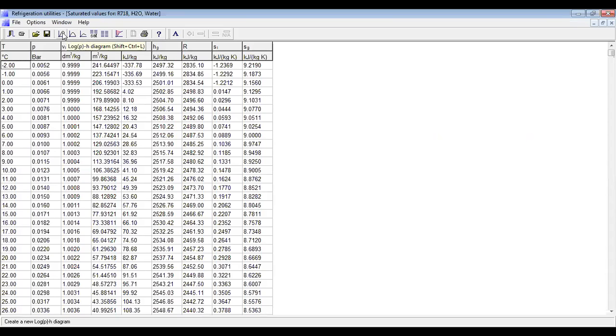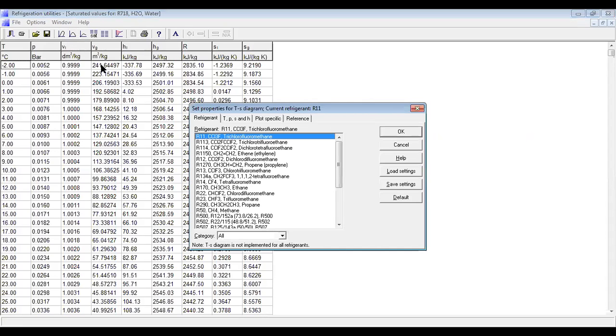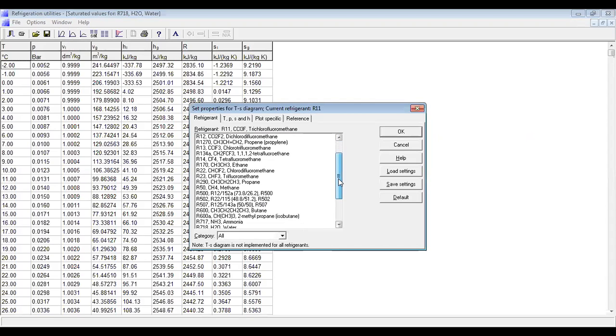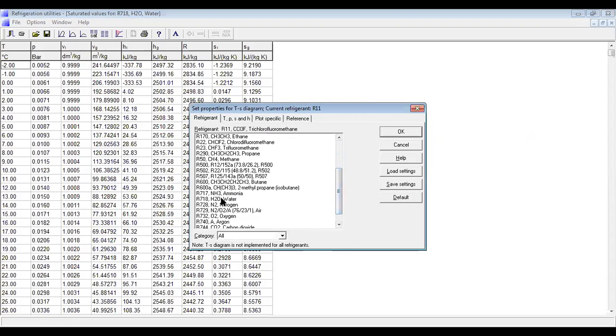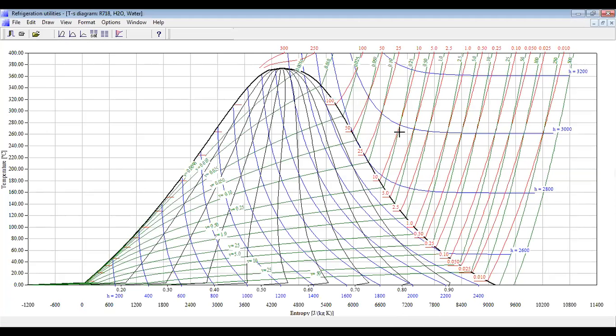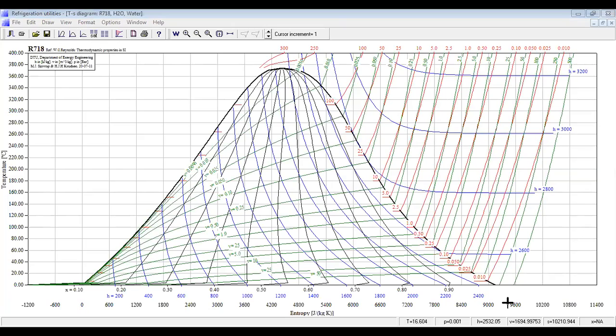Let's say I need to get the temperature entropy diagram, for the water. So I click water. Yes, we will get the temperature entropy diagram. You got it. That's the use of this.